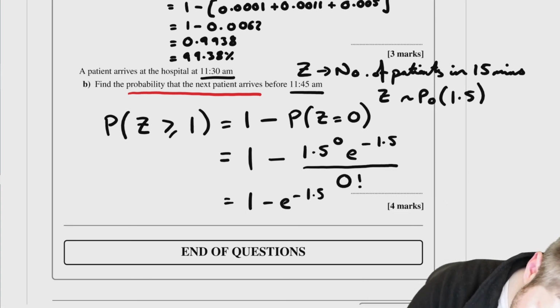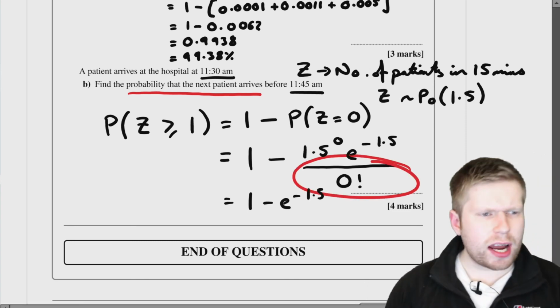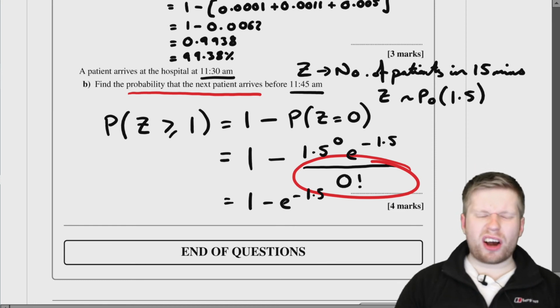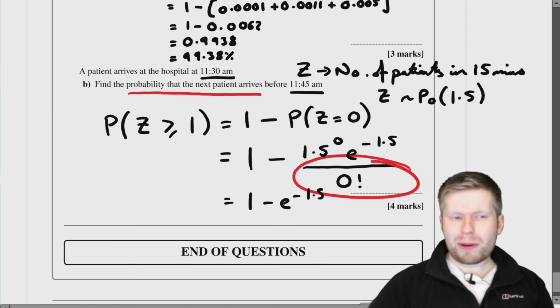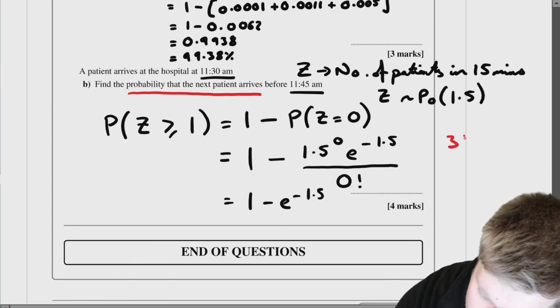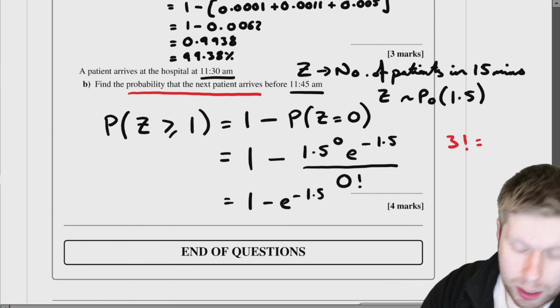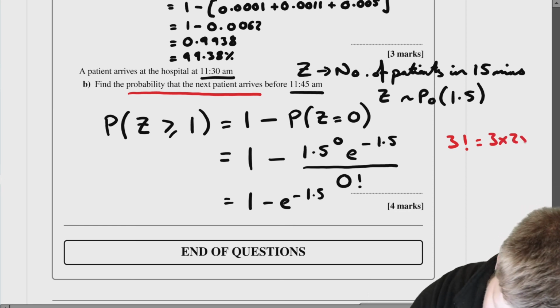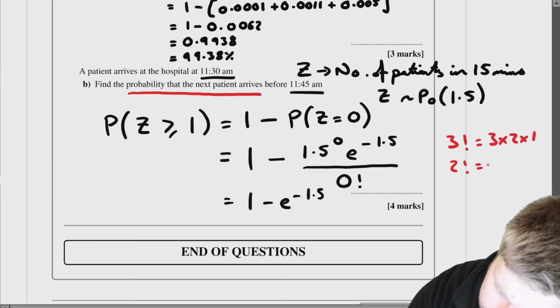Now, if you're looking at this and going, hang on a minute, if I'm dividing by 0 factorial, I can't do that, I can't divide by 0. Well, just remember, 0 factorial is just 1. I can show you that very quickly: 3 factorial is just 3 times 2 times 1, and 2 factorial is just 2 times 1.